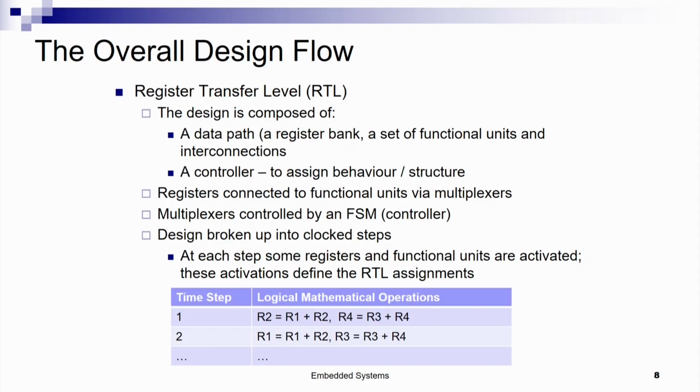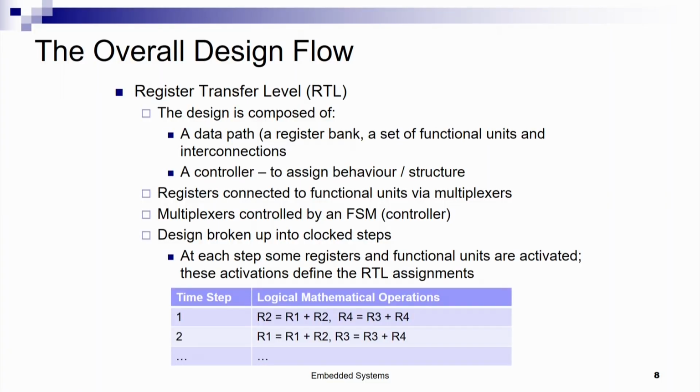And how the data path will transform the data is controlled by the controller. That means, for example, the contents of which register will go to which functional unit at a given time step is controlled by the controller. And then which register the output of the functional unit will go to is again controlled by the controller, as we will see. So, this data path and controller essentially constitute the register transfer level, the structural specification of the design.